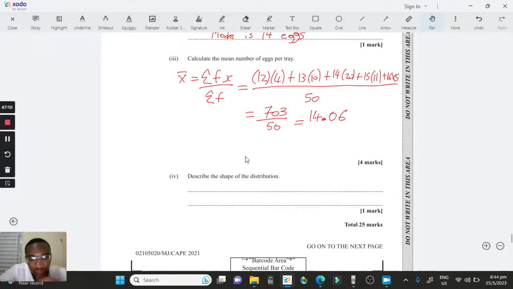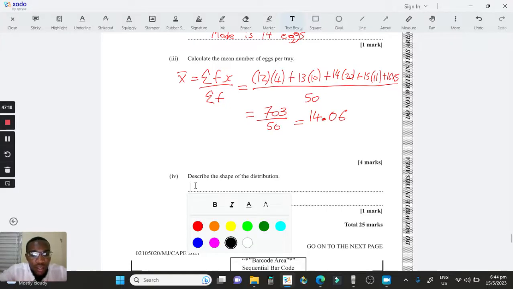It says describe the shape of the distribution. Now always remember a distribution is symmetric when the mean is equal to the mode and it's equal to the median. Now since the mean is equal to roughly 14.1, right? And 14.1 is what?